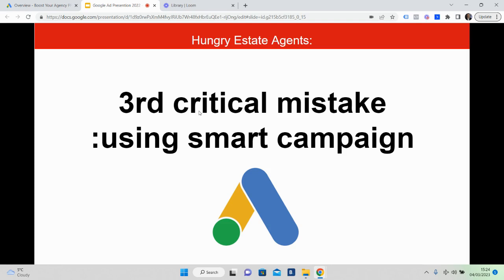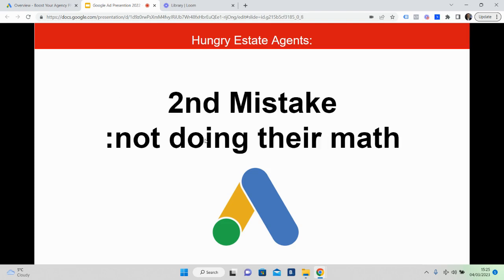If you're in the Google Ads campaign, you will see a little magic wand next to your ad campaign versus the little microscope. If you've got a microscope, that's a standard campaign, you're good. You're better than smart, because smart is not smart for all sorts of reasons. Too long to go into in this little video right now. Just thought I'd make these 3 critical mistakes that estate agents make. If you're running smart campaigns, you'll see a little magic wand next to the name of your campaign.